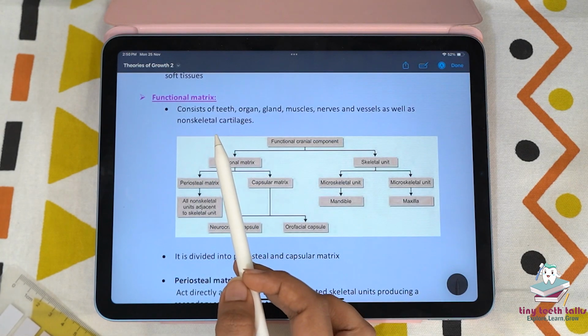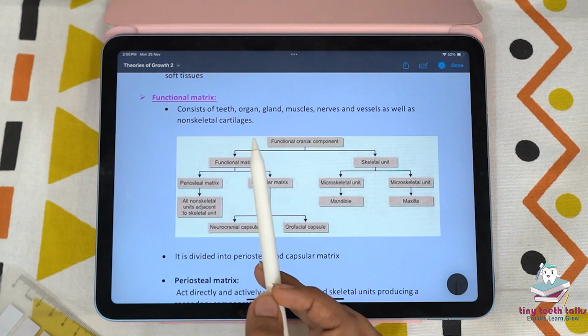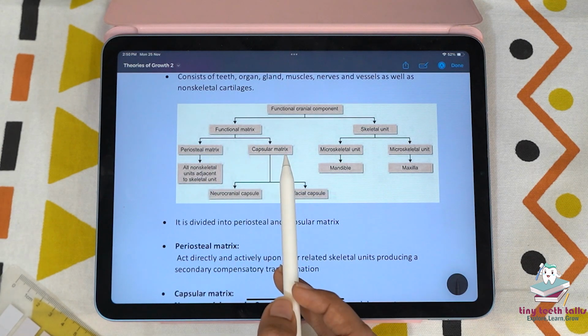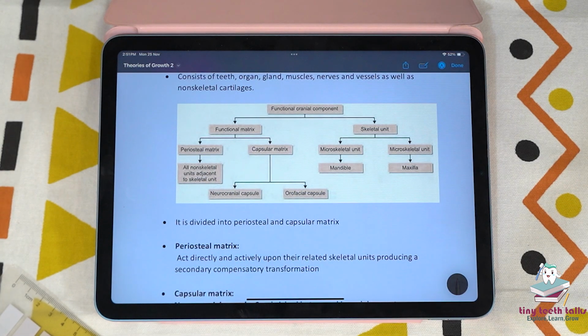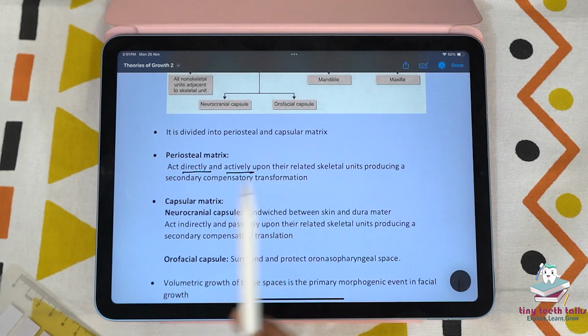Functional matrix consists of the teeth, organs, glands, muscles, nerves, and vessels, as well as non-skeletal cartilages. It is divided into the periosteal matrix and the capsular matrix. What does periosteal matrix mean? Periosteal matrix are the soft tissue structures such as the periosteum and muscles that directly surround bones and influence their growth and remodeling. Periosteal matrix act directly and actively upon the related skeletal units, producing a secondary compensatory transformation.